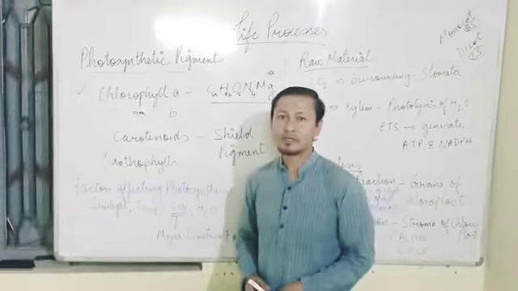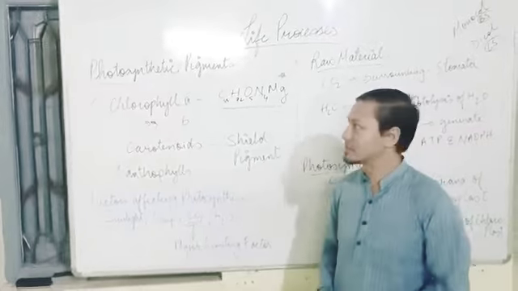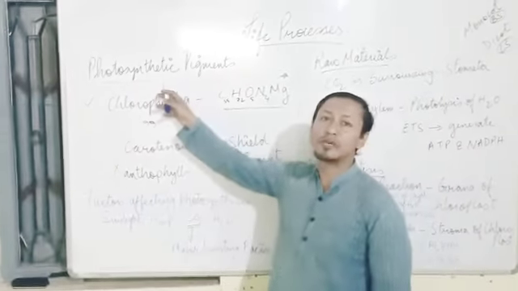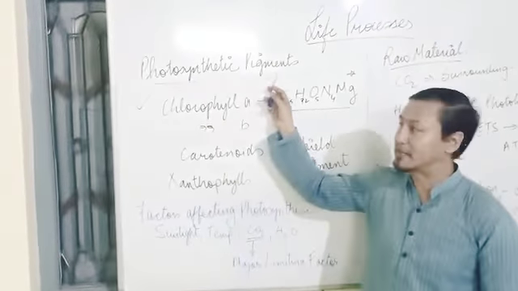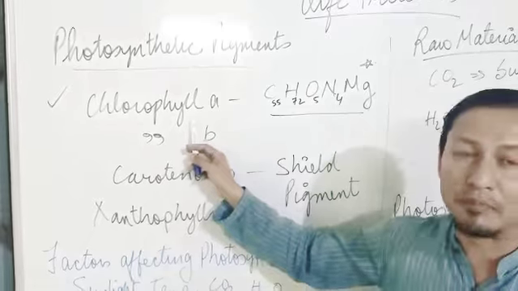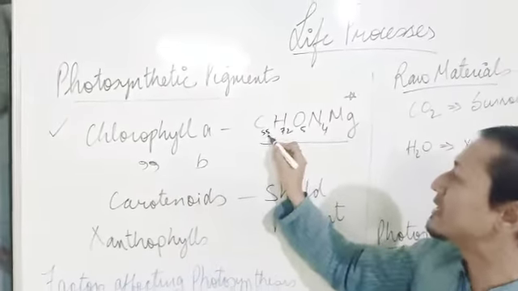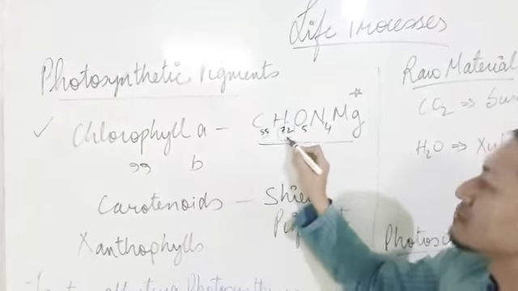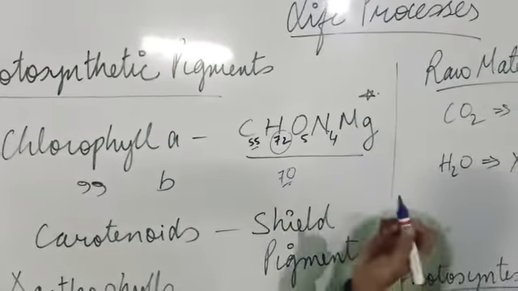Hi friends, let us come to the other part of the chapter, Life Processes, in the subtopic photosynthesis. Here we'll discuss the pigment that is associated with photosynthesis. So the photosynthetic pigments basically comprise chlorophyll-a, which is the main pigment, and chlorophyll-b. The main difference is that chlorophyll-a has hydrogen number 72, whereas chlorophyll-b has hydrogen number 70.